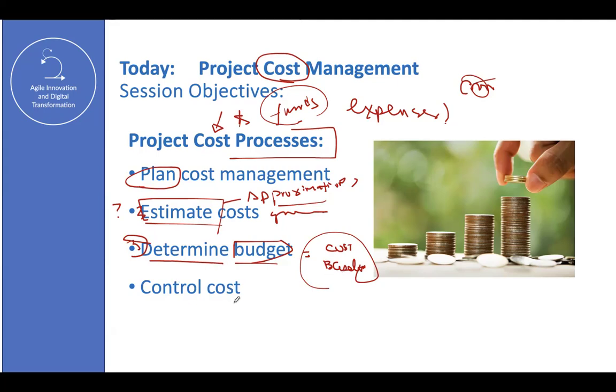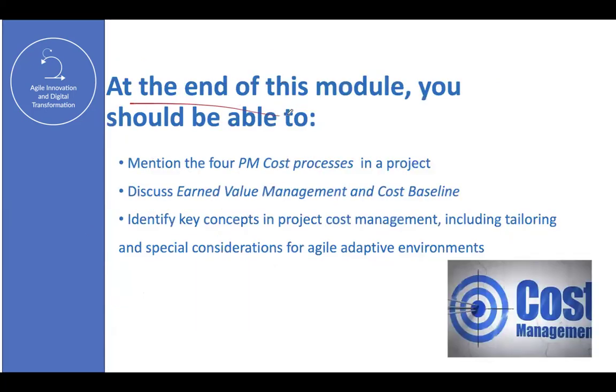And last but not least, we're going to understand a little bit more about earned value management to control, watch and monitor the cost. That's only 4 processes. In 6 minutes, we're going to take a break of at least 5 minutes. At the end of this module, we'll be able to mention the processes and understand a little bit more about earned value management.